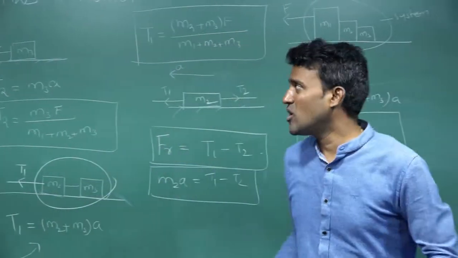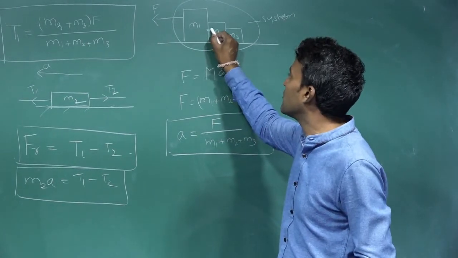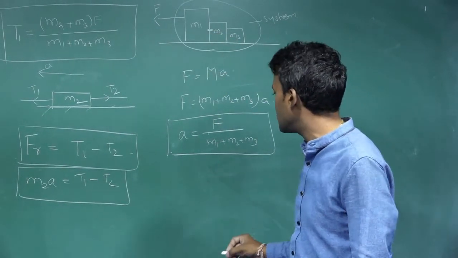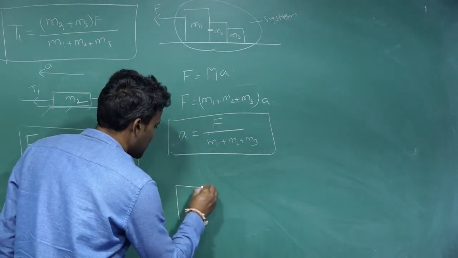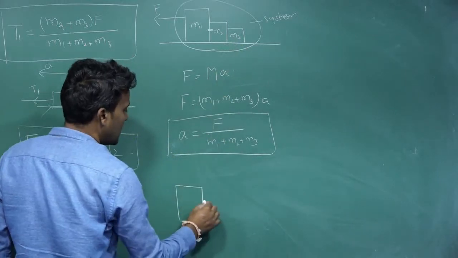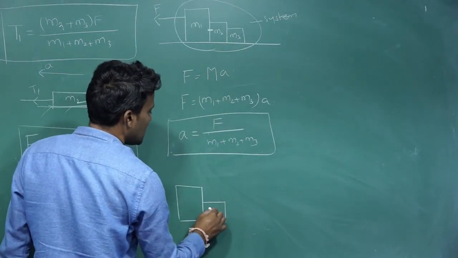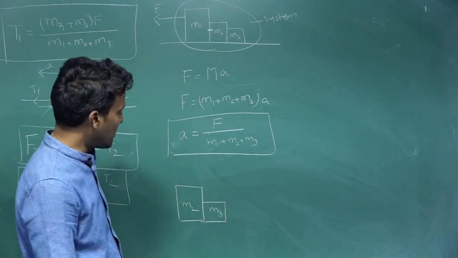Okay. Next I want to connect it with, what about the force between M1 and M2? Just write here normal force. First I am writing about M3 and M2. Between M3 and M2 I am writing.